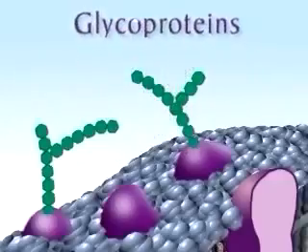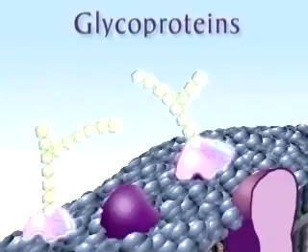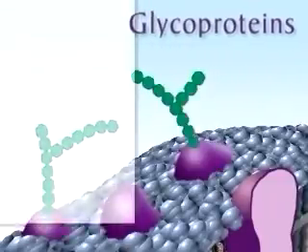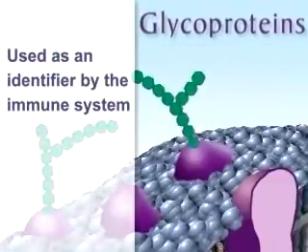Quite often, these proteins have sugar molecules attached to them, forming glycoproteins. These molecules extend from the membrane surface and act as an identification marker. The proteins are used by the immune system to identify a cell as being self, or foreign, called non-self.